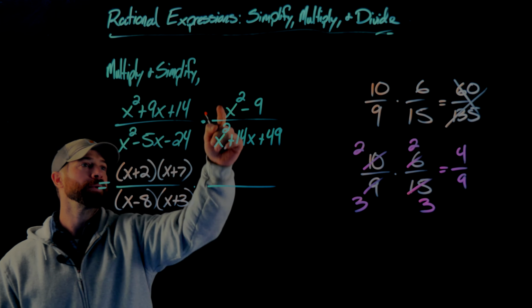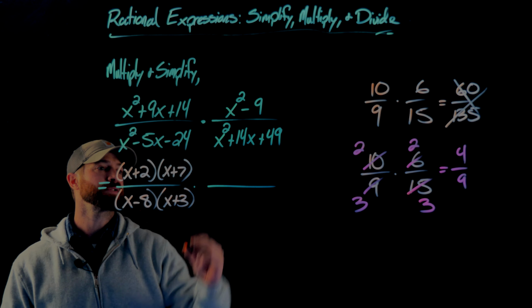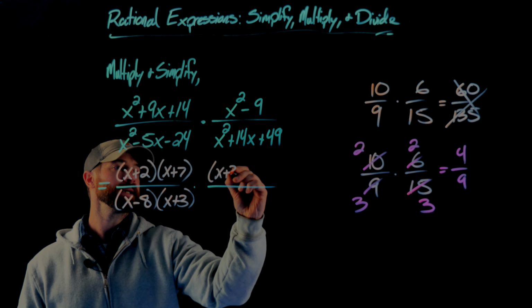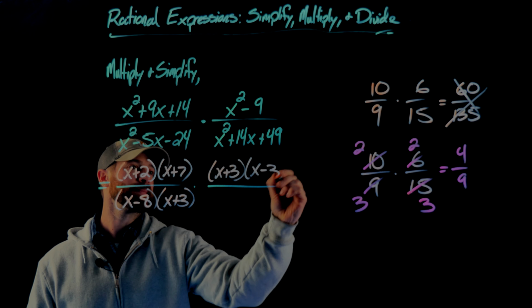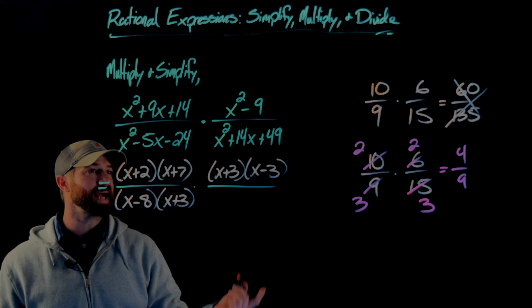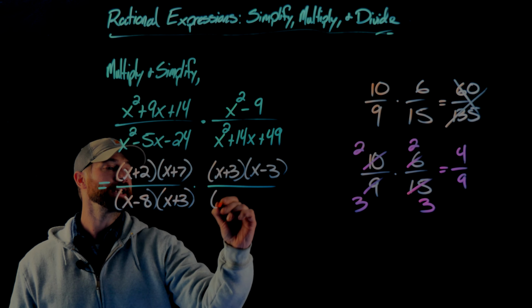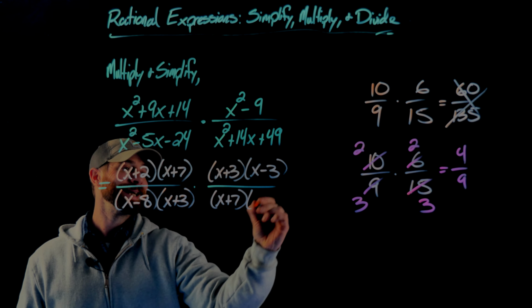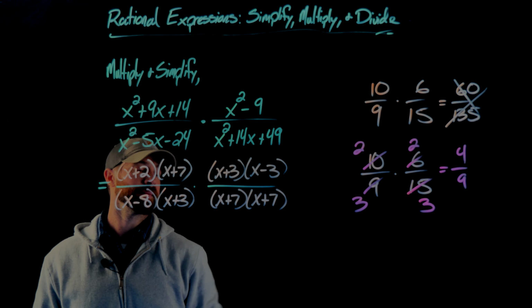Up here in the upper right, we have a difference of squares. This will be x plus 3 times x minus 3. And in the denominator, this is actually a perfect square trinomial. This factors into x plus 7 times x plus 7.